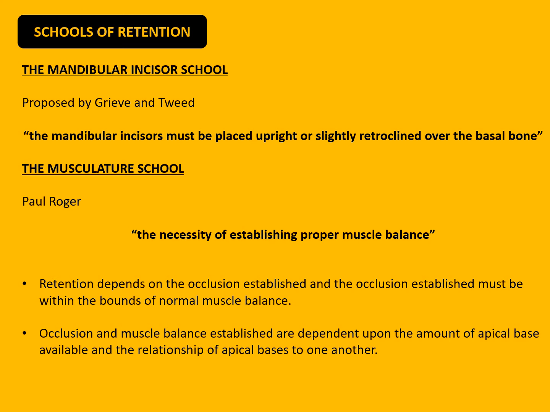The next is the musculature school. It was put forth by Paul Roger. The necessity of establishing proper muscle balance is what is the importance of retention and to prevent relapse. So retention basically depends on the occlusion established, and the occlusion established must be within the bounds of normal muscle balance. And also occlusion and muscle balance established are dependent upon the amount of apical base available and the relationship of apical base to one another.